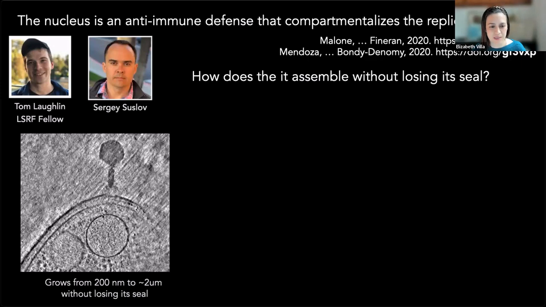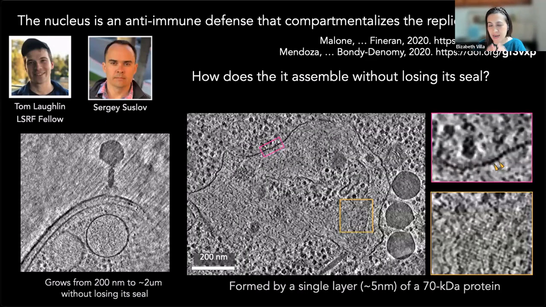So the question that Tom had is, how do you have a compartment that grows from 200 nanometers? This is the initial infection, which is about 200 nanometers in size. So this is one genome. And then how do you grow to 10 times its size by adding protein all the time, and all the time not losing its seal?